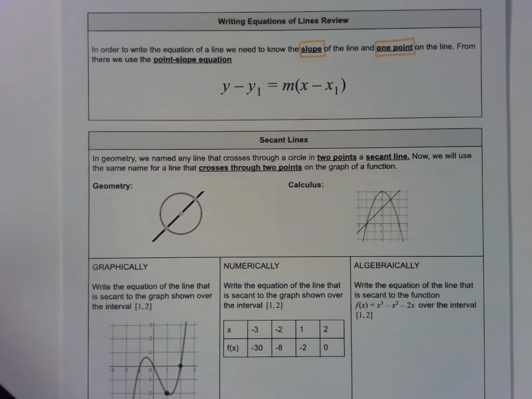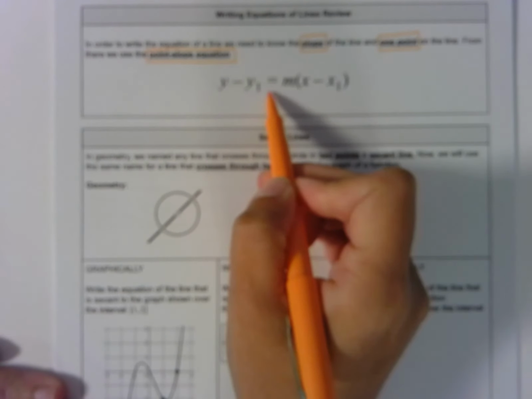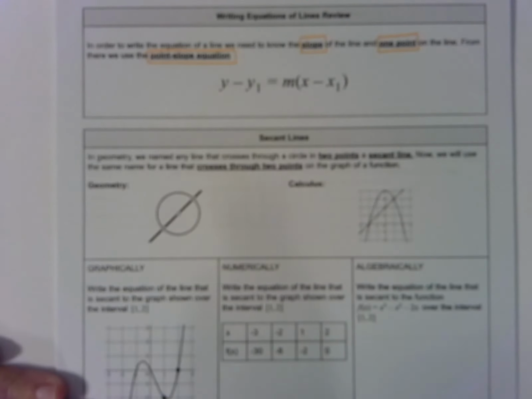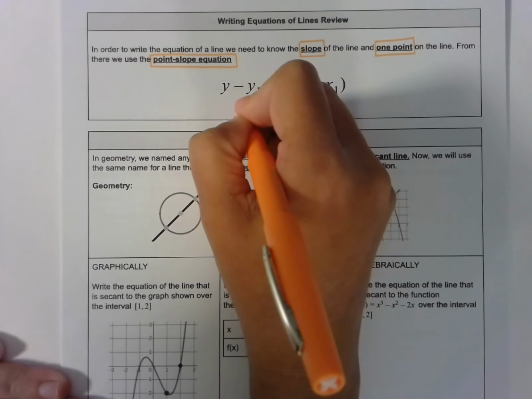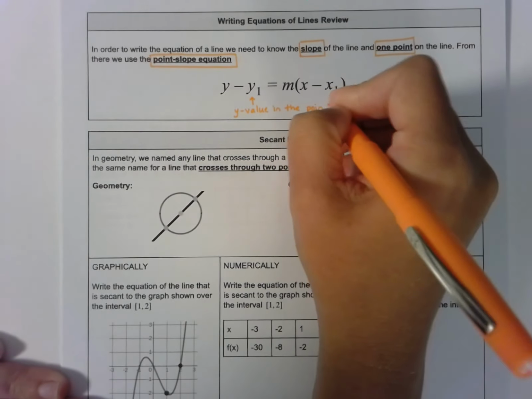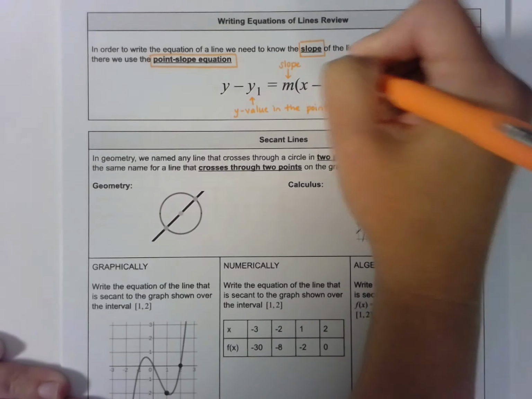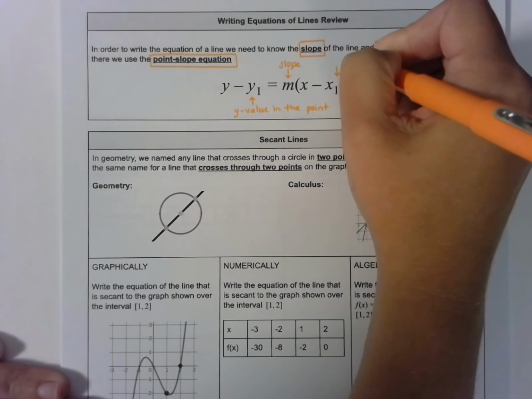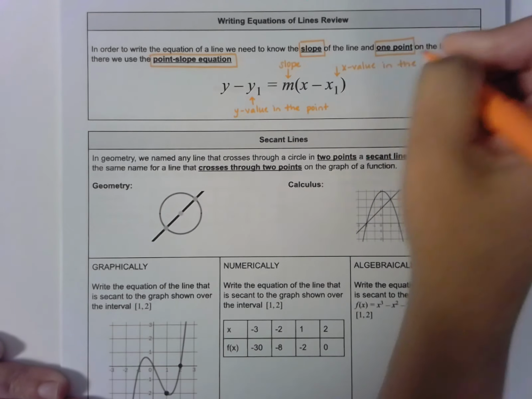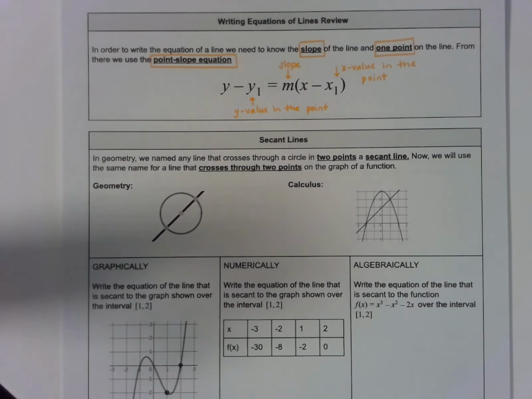Then, in this class, we are always going to use what's called the point-slope equation, which I've written here for you. y minus y1 equals m parentheses x minus x1. In this equation, the y1 represents the y value in the point that you know. The m represents the slope that you know. And the x1 represents the x value in the point that you know. So if we know a point and a slope, we're going to be able to fill in almost all the information in this equation.